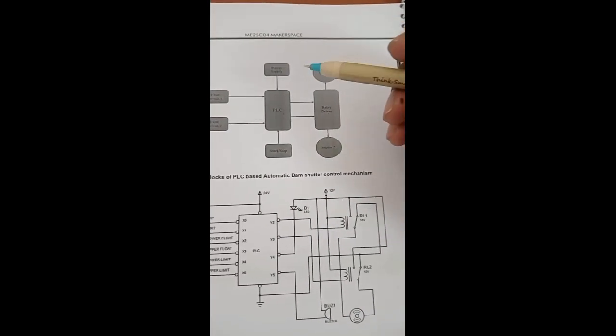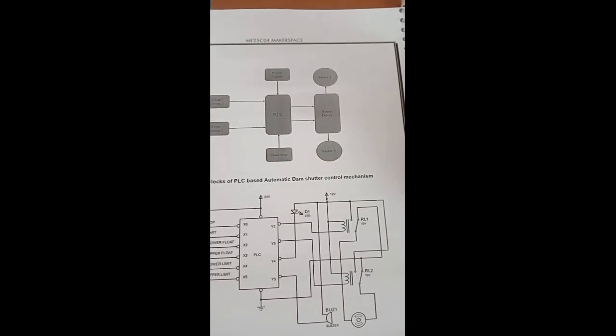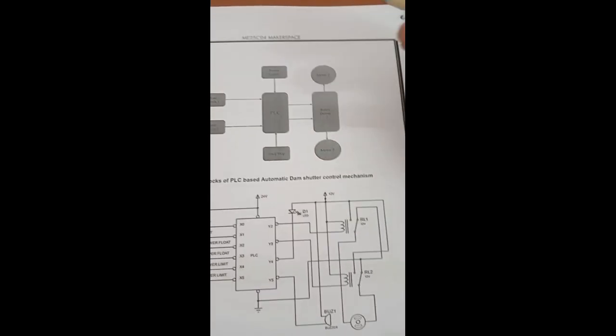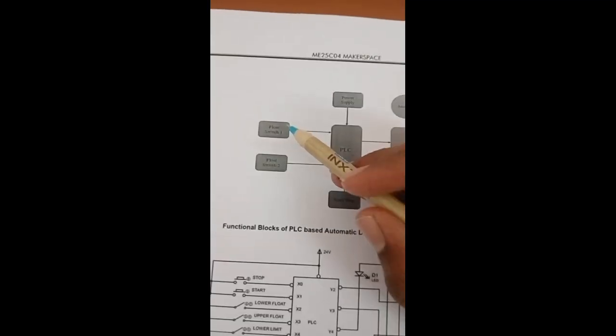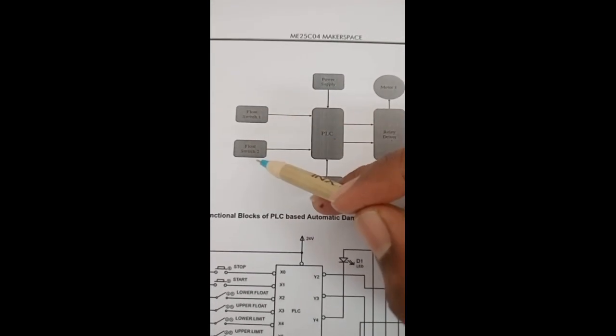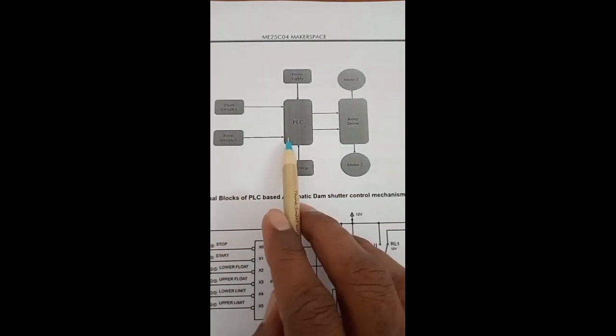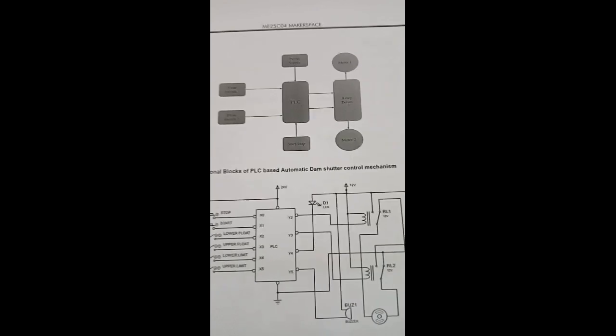We have to identify which water level it is now, that is, up to which level the dam is filled. It is possible to identify this with the help of these float switches, float switch 1 and float switch 2. They give information about the water level to the PLC. The PLC is already programmed in this way.